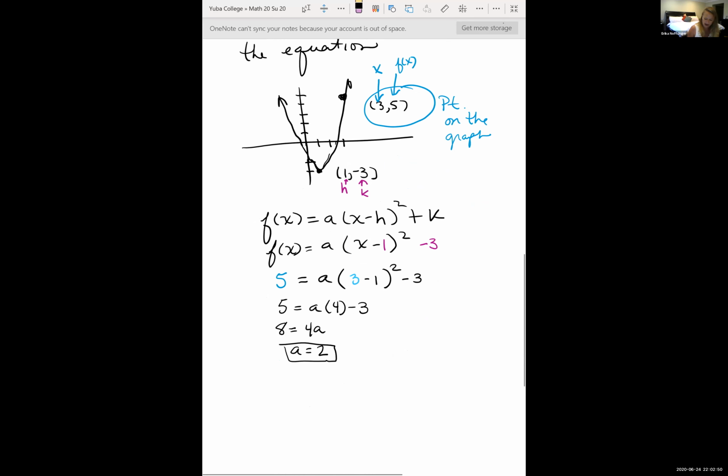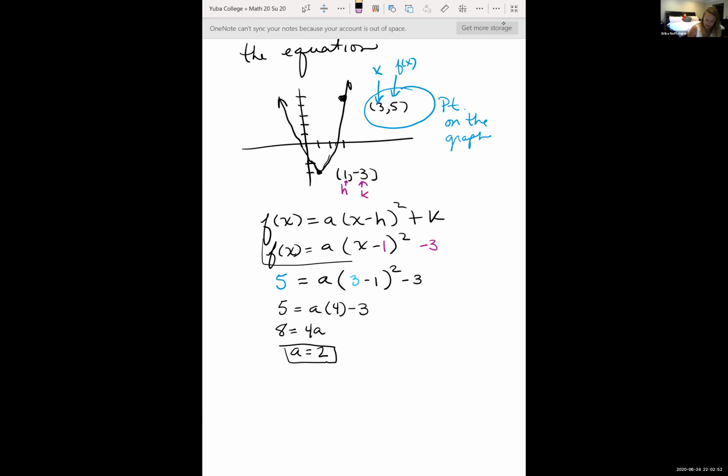So we have our equation. Now we just have to go back in here and plug in 2 for a. So our equation of that graph is f of x is equal to a, which is 2, all times x minus h, so x minus 1, quantity squared, plus k, minus 3.